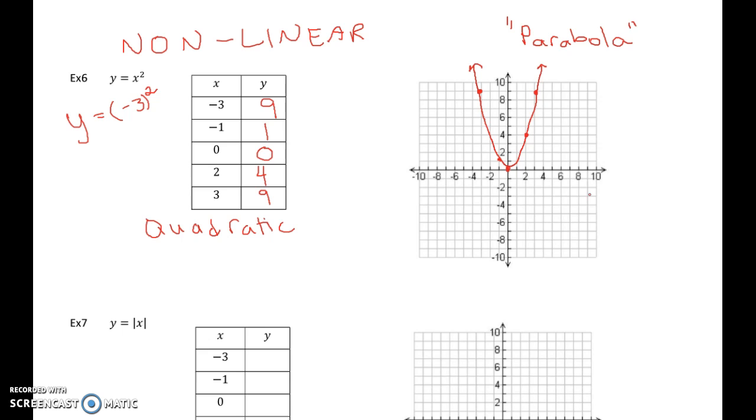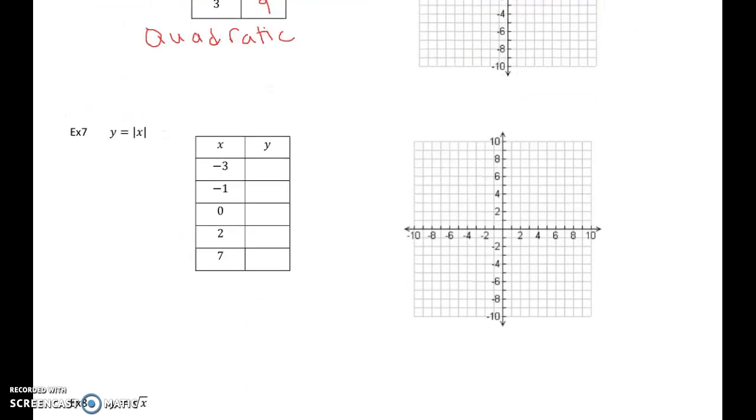All right, let's look at the next nonlinear equation. Here we have the absolute value of x. So the absolute value of -3 is +3. The absolute value of -1 is +1. The absolute value of 0 is 0. The absolute value of 2 is 2. And the absolute value of 7 is 7. So even when we have negative input, we still get a positive output.